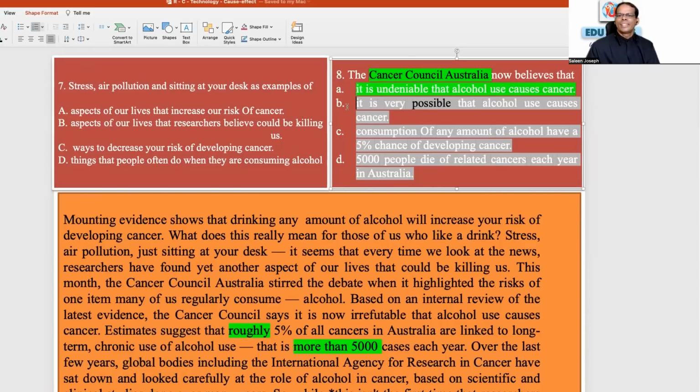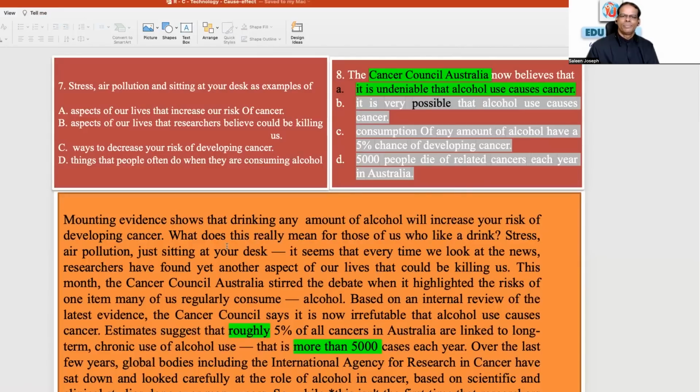First option. It is undeniable that alcohol causes cancer. Yeah, and undeniable, can you see a synonym somewhere? Mounting evidence. Father. Mounting evidence. Okay, mounting evidence is there then. And also they say that the Cancer Council says it is now irrefutable that alcohol causes cancer. Which line? Exactly, you are right.